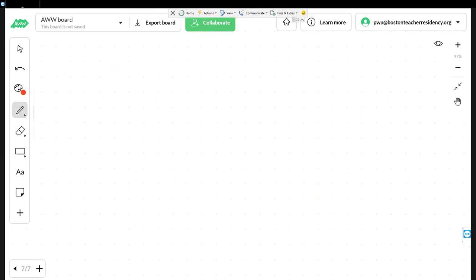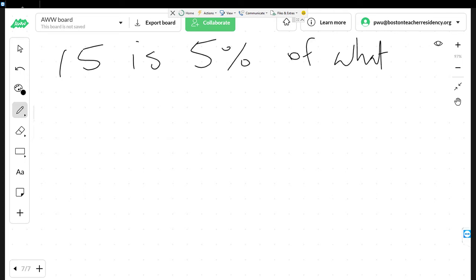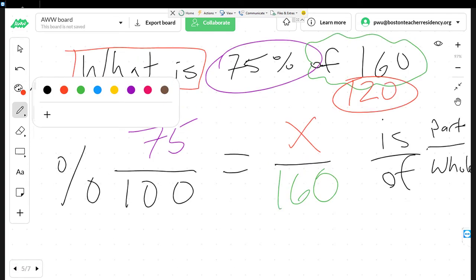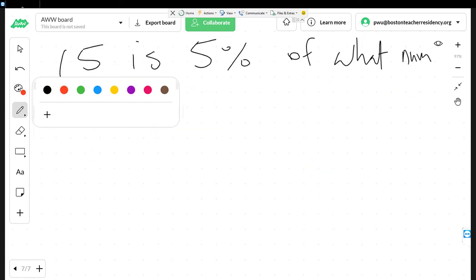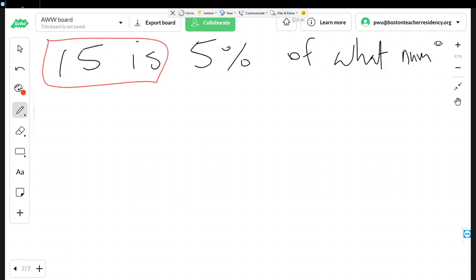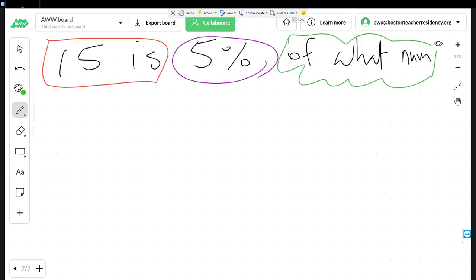Last problem, center top. 15 is 5% of what number? One last annotation. So, what color did I use last time? Red, purple, green. Cool. So red, our is grouped with 15. Our percent is grouped with 5. Oops, that's our circle. Percent's grouped with 5. And finally, of is grouped with what number?